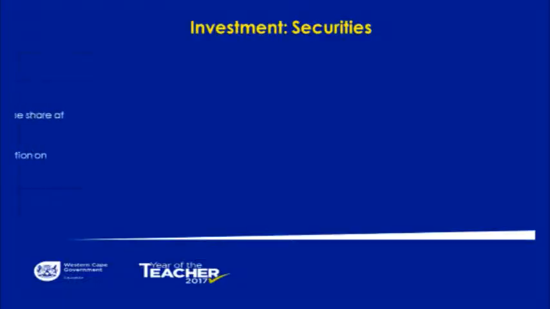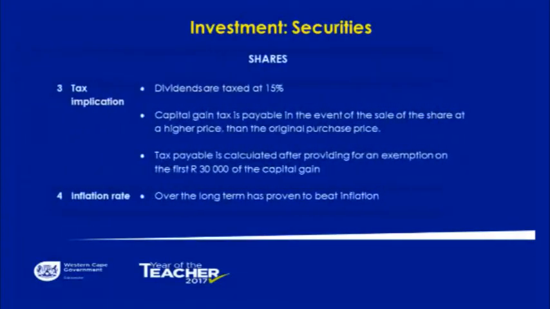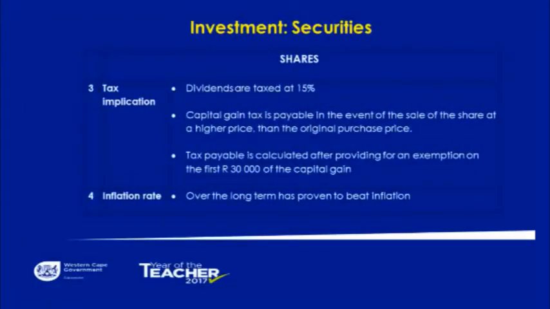And then the tax implication. Dividends are taxed at 15%. Capital gains tax is payable in the event of the sale of the share at a higher price than the original purchase price. And tax payable is calculated after providing an exemption on the first 30,000 Rand of capital gain. The return over the long term has proven to beat the inflation rate.